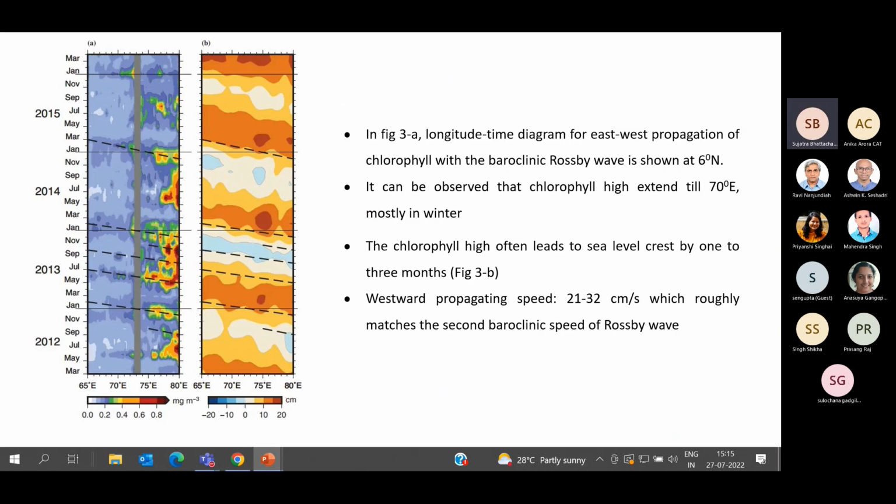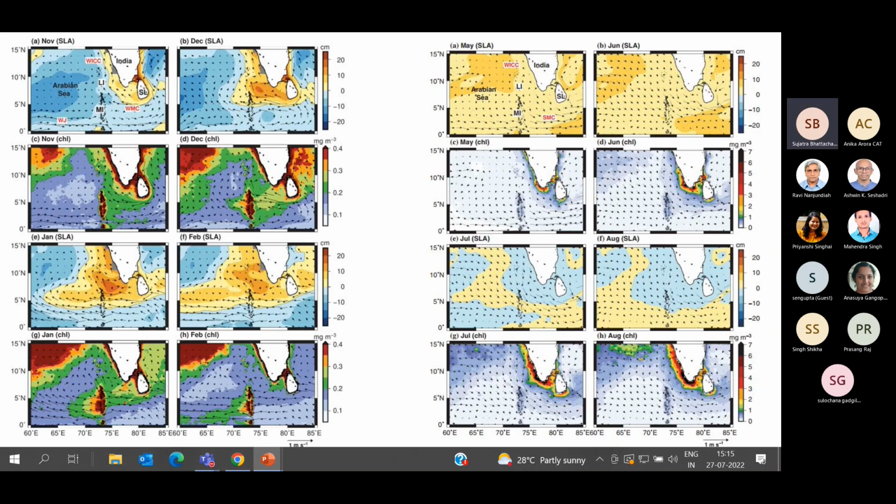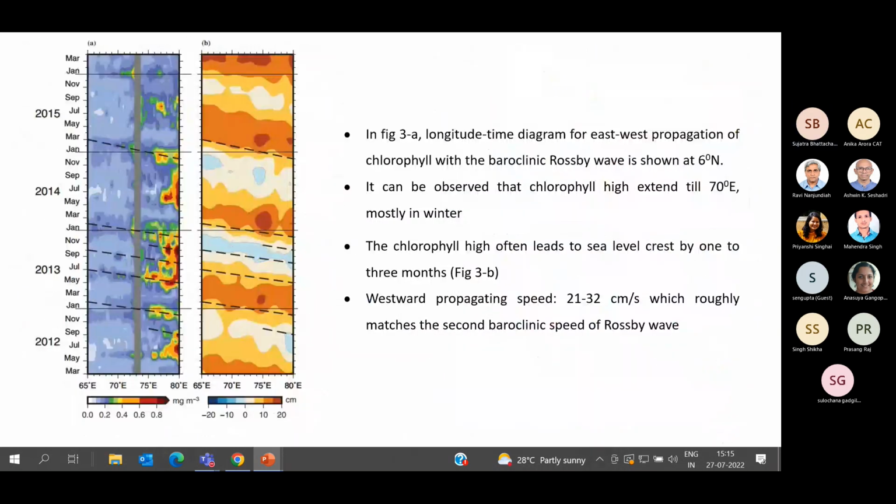This figure shows the longitude-time diagram for east-west propagation of chlorophyll with the baroclinic Rossby wave at 6 degrees north. It can be observed that the chlorophyll high extends till 70 degrees east, up to this line, mostly in the winters from November to February.